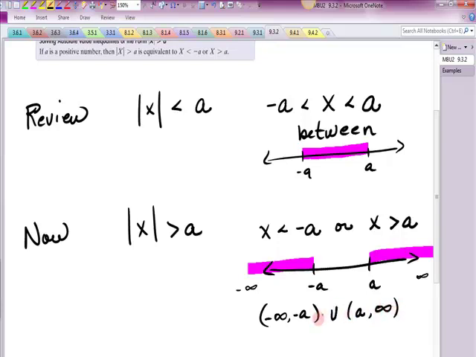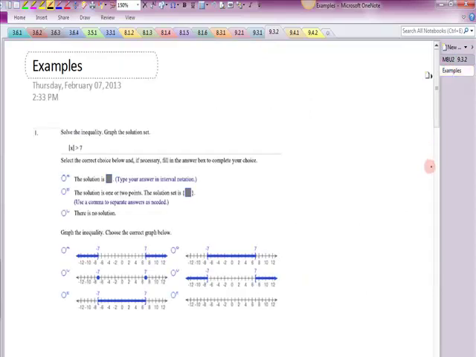I have parentheses around the a's because I use the less than symbol. If I had less than or equal to, greater than or equal to, then these would become brackets. So when its absolute value is less than a, you get the between. When the absolute value of x is greater than a, you get the extremes. All right, so let's take a look now.